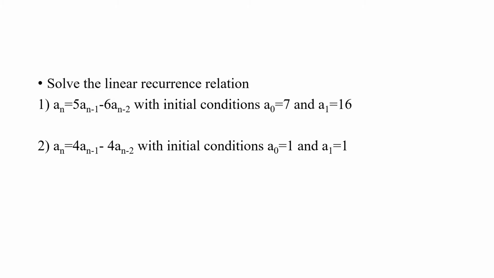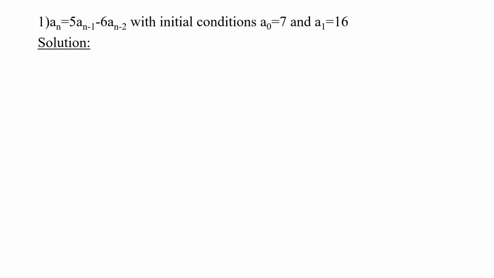Two problems are included here. We can see how to solve these problems. In the case of the first problem, the first step is to write it as a homogeneous recurrence relation by making 0 on the right hand side. Take all a_n terms to the left hand side, then you will get 0 on the right hand side if it is a homogeneous recurrence relation.